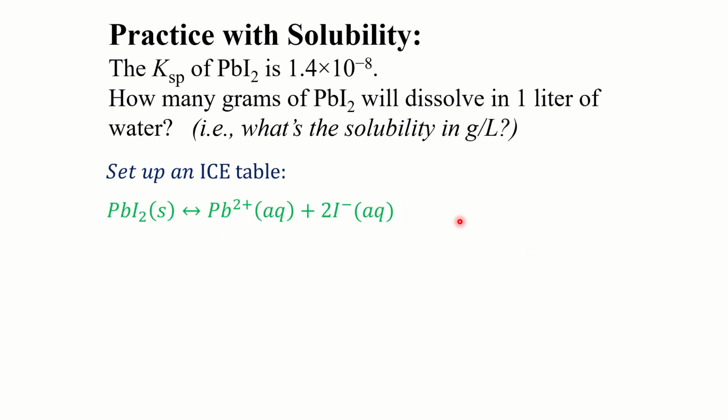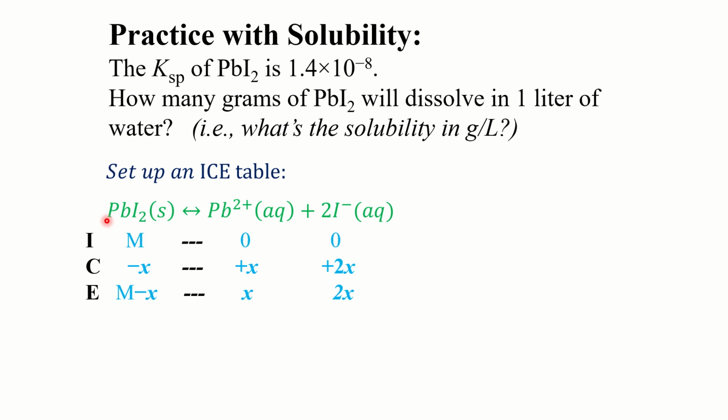Then we're going to set up an ice table. So PbI2 forms Pb2+ and 2 I-. We'll set up our ice table. Again, we can just use a generic concentration of M for the solid because it doesn't matter what its concentration is. It's not going to end up in the K expression anyways. Importantly, we start with 0 for both our products, 0 for Pb2+ and 0 for I-. Our changes here, it's minus x for the solid. It's always going to be minus x for the solid.